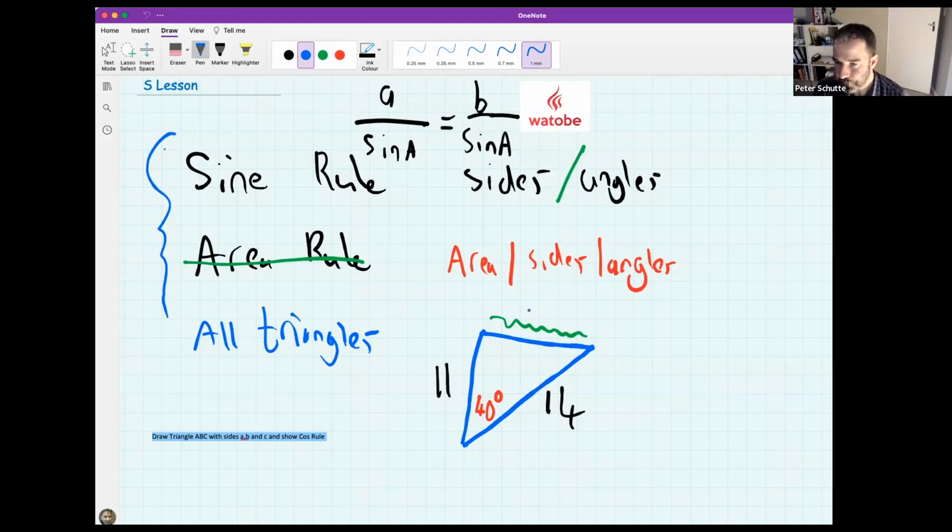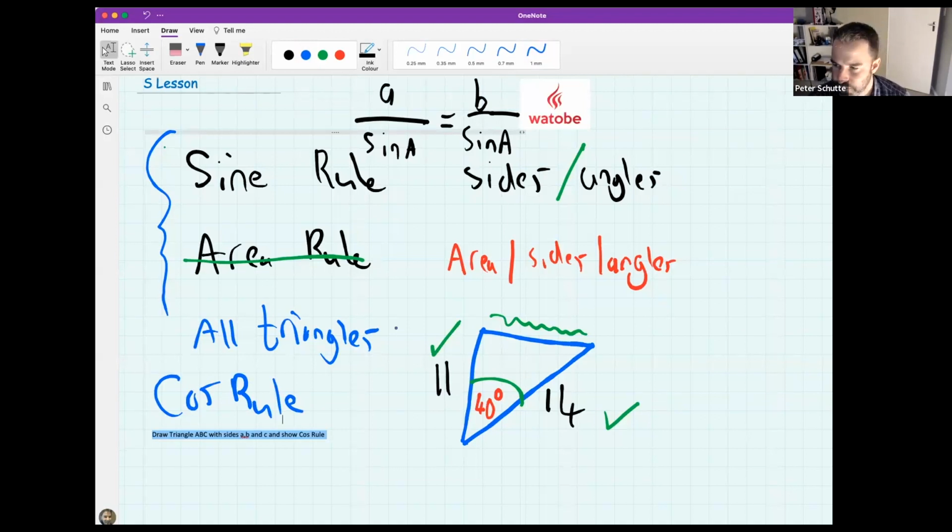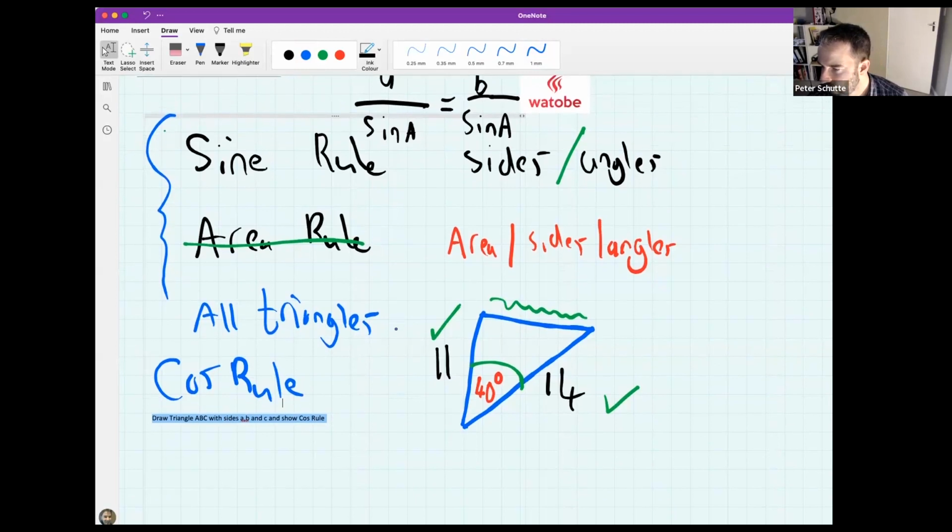Okay, so what we need is a new tool for the job. We need a tool that helps us find an unknown side if we've got two sides and the angle between those two sides. And that tool is called the cos rule. Now, why the cos rule works requires a formal proof. I'm not going to cover that tonight. What I'm going to cover is how to use the cos rule. And so that's going to be the focus of today's lesson.